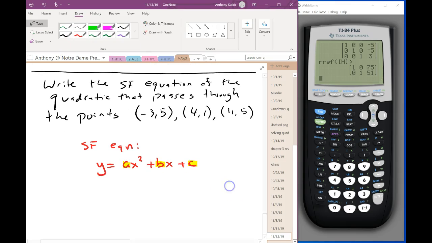So how many equations are we going to need to write? Three, because we have three variables we're trying to solve for. How are we going to need to write those three equations? Well, I have a bunch of X's and Y's, right? So I'm just going to fill them in to my standard form equation.